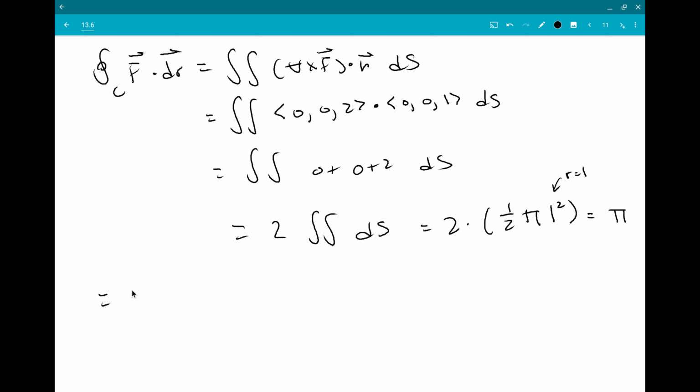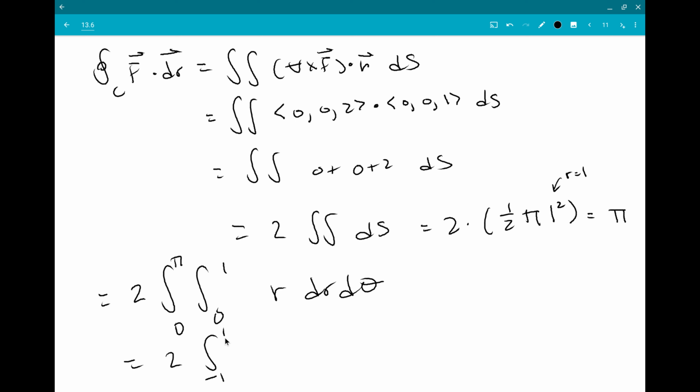If I really wanted to set it up, I could do 0 to 1, r dr d theta. Theta goes from 0 to pi. Or I could set it up minus 1 to 1, 0 to root 1 minus x squared, dy dx. These will all get us to the same place. But this one's easier.